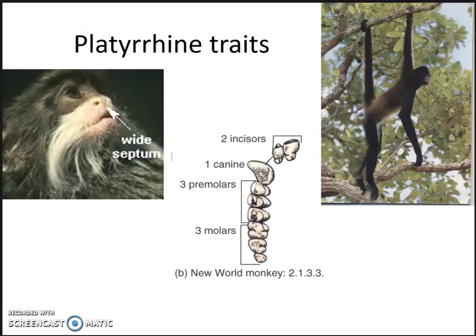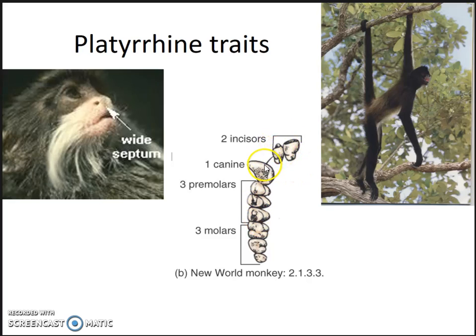So here we've got the platyrrhines, and you can see on the nose here, we've got a very wide nose. You can only see one nostril because the other nostril is way over here, and we've got that wide septum. Some platyrrhines, but not all, can hang from their tail, which is what you're seeing up here. But all platyrrhines have 3 premolars.